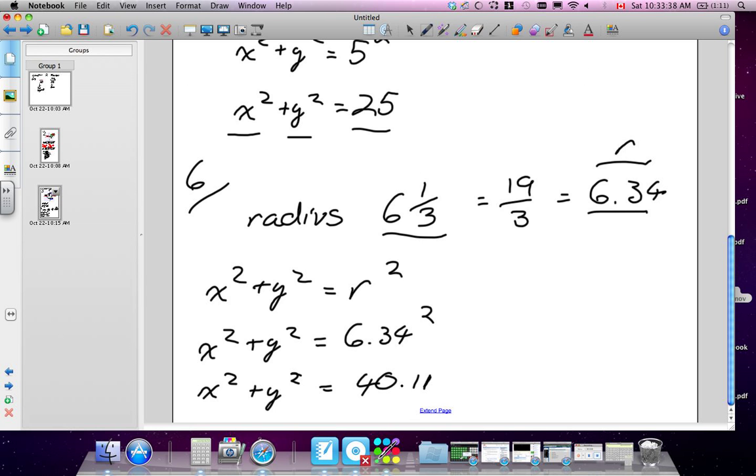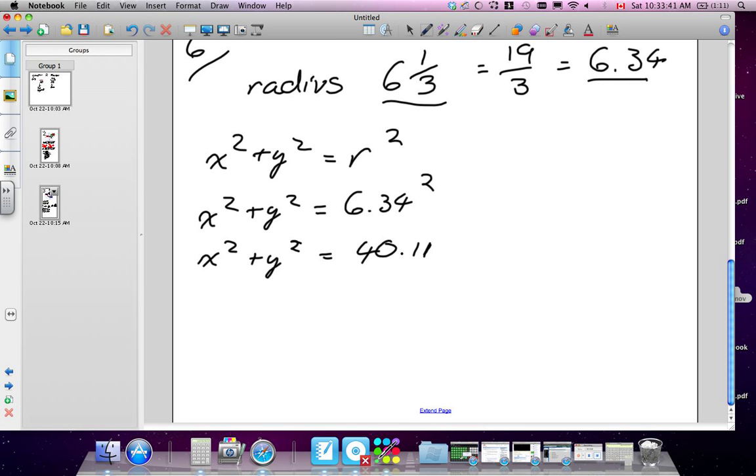Are you supposed to only do one decimal number? Maybe your teacher only wants 1. If she only wants you to round it to one place, then that would round to 6.3, and this one would just round to 40.1 kind of thing. Either way is fine.